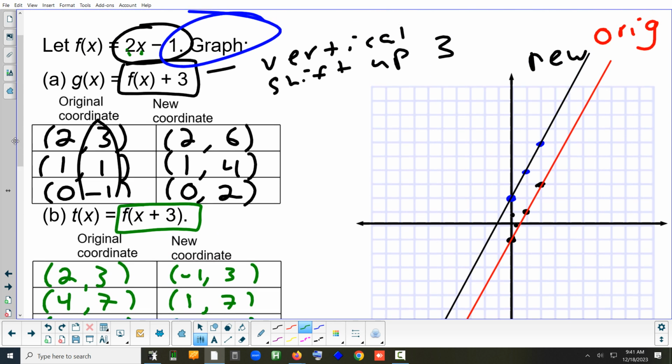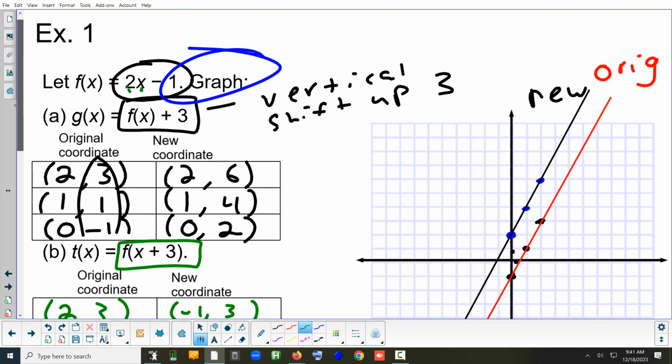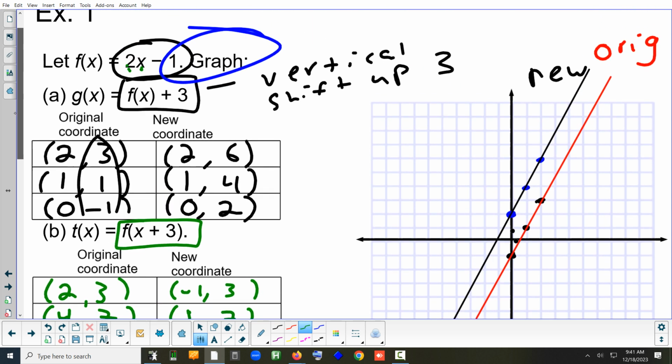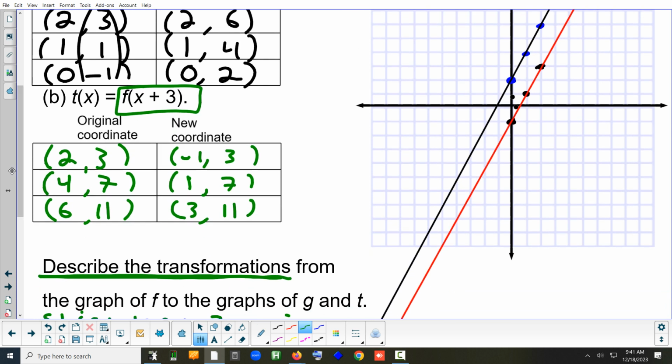So part A, that's why I use different colors. Part A is the black line. Part B, I'm going to do as the green line. And red, well, that was the original problem. All right, so let's graph the new coordinates for part B.